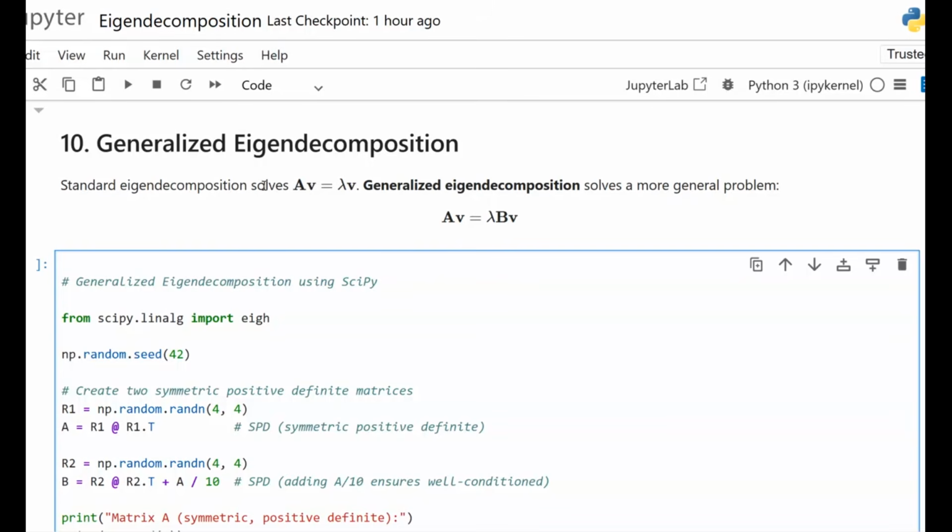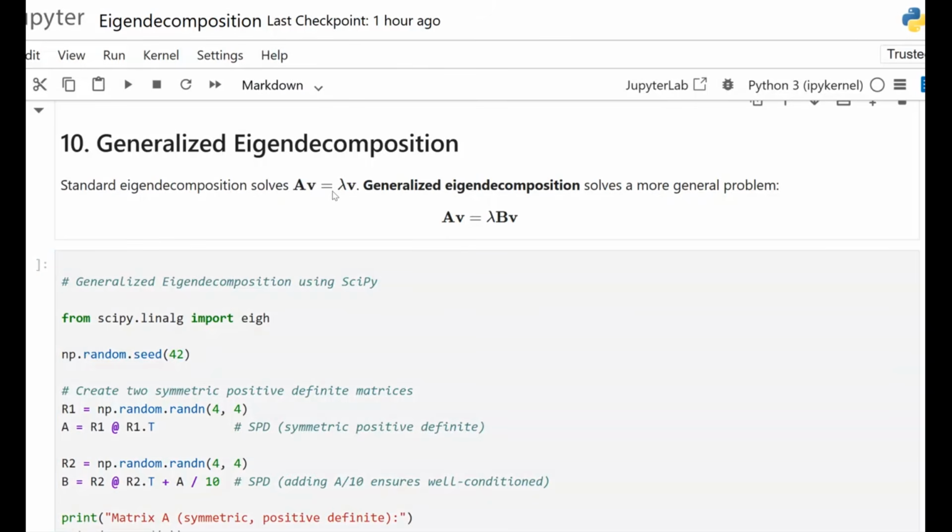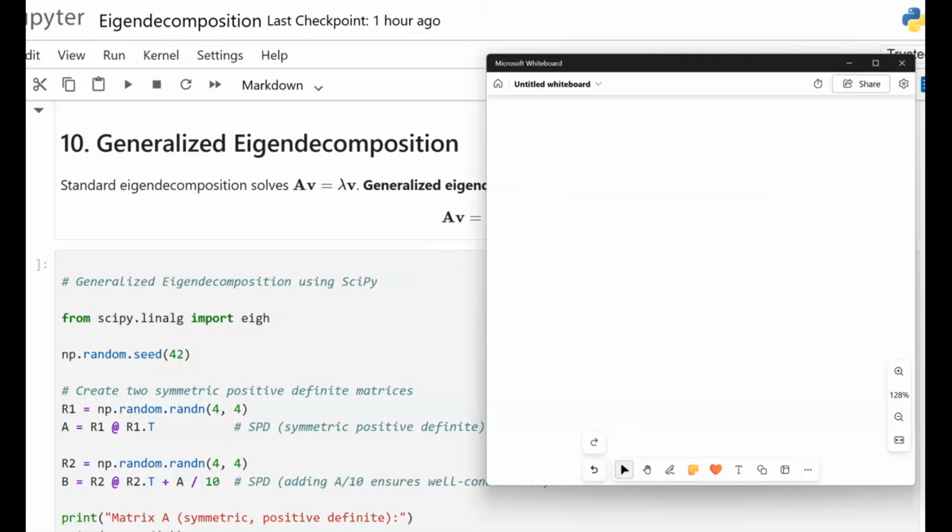Dear friends, standard eigendecomposition solves A V equals lambda V. And generalized eigendecomposition solves a more general problem, that is A V equals lambda B V. Here, instead of scaling the eigenvector by a scalar, lambda V, we scale it by a matrix times a scalar, lambda B times V. So the resulting lambda and V pair are not eigenvectors of matrix A alone or B alone. They characterize the relationship between both matrices.